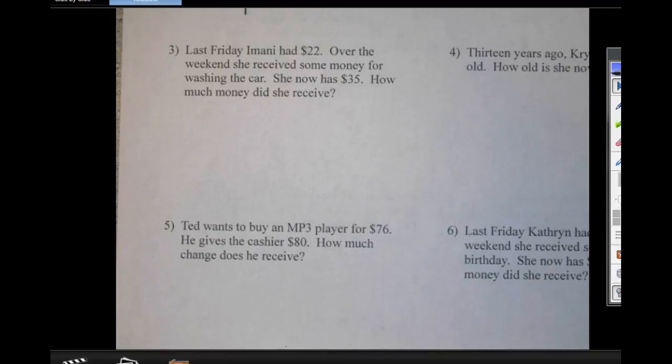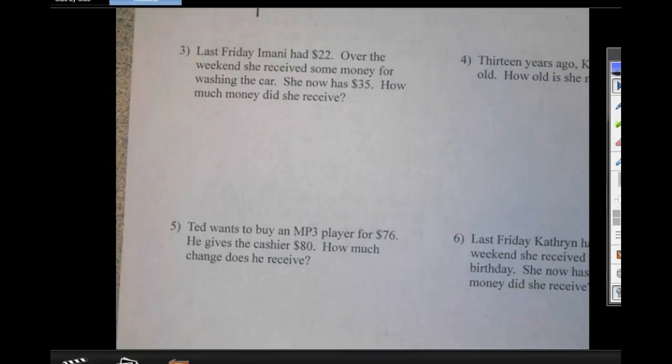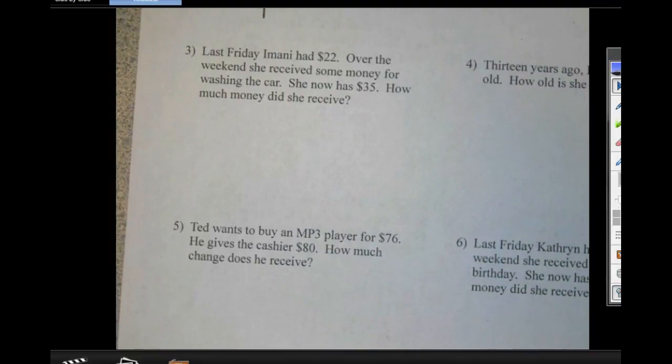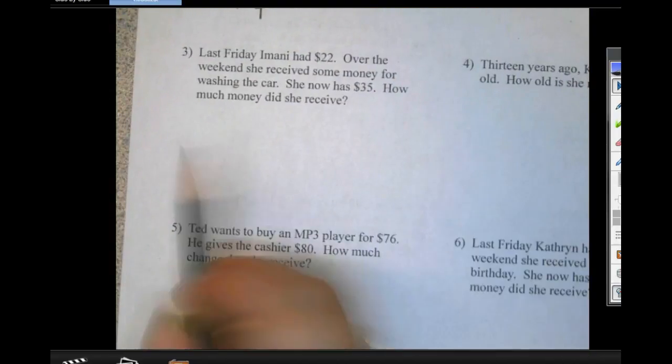So the goal here is to first come up with an equation and then solve the problem, not just give me the answer. Okay, so I need to make sure that I include the important information. So let's look at number 3 here.